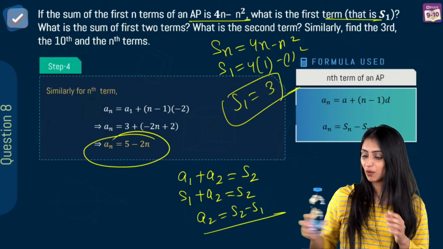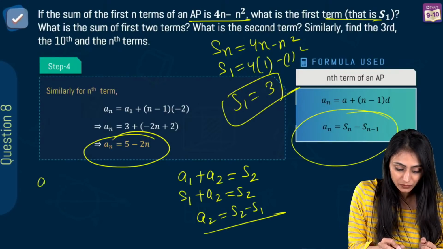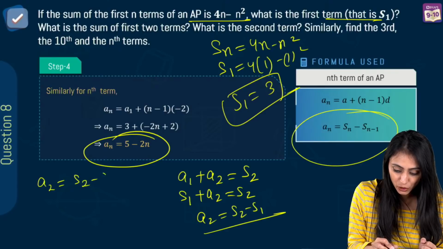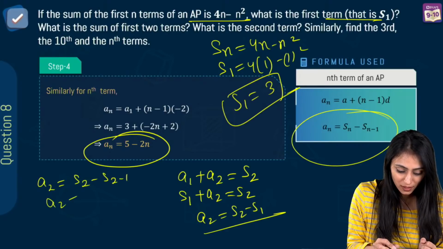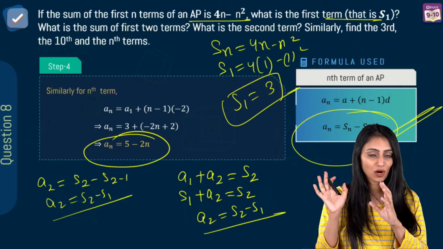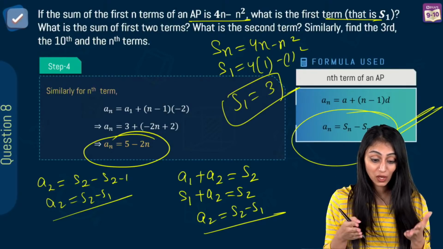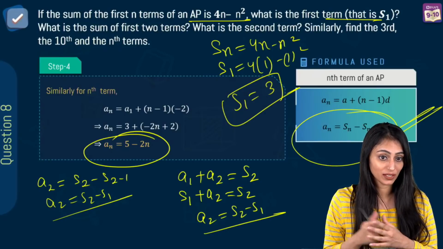The other formula is also the same thing. That's what I've used here. Let's say I want to find A2. Wherever we have n, I'll put 2. So what do I get? Again S2 minus S1. See, I just showed you the formula. It's not mandatory that you have to remember this formula. Without using this formula also we can solve it. Yes?